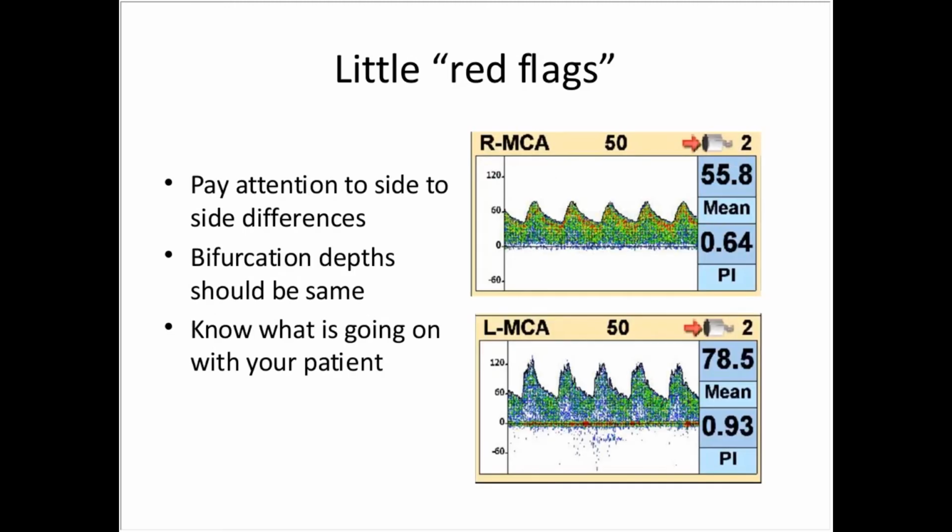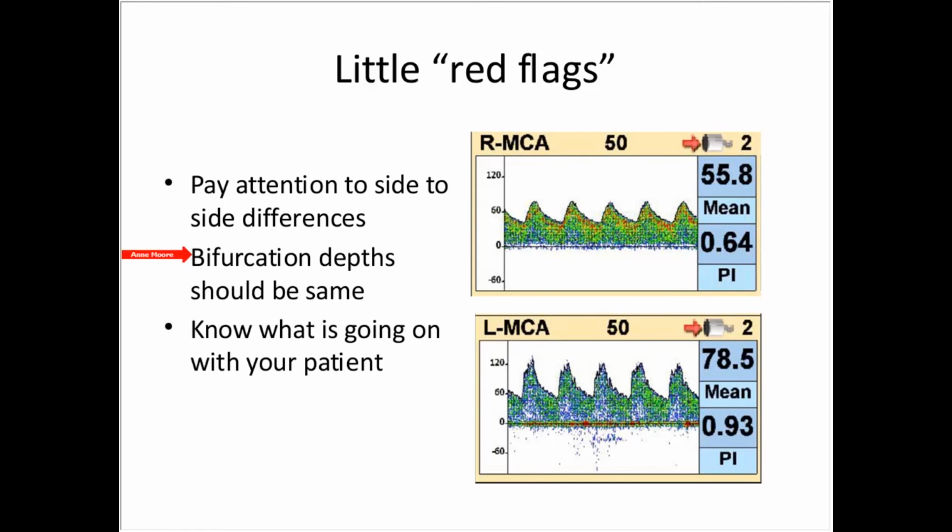Pay attention to side-to-side differences. Here's an example of a right MCA and a left MCA, both at a depth of 50. Both have normal velocities, however, they are a little asymmetric. But what we see here in the right MCA is a slowed systolic upstroke and a blunted waveform. So waveform morphology is very important. This immediately tells me that there is a proximal hemodynamic lesion.